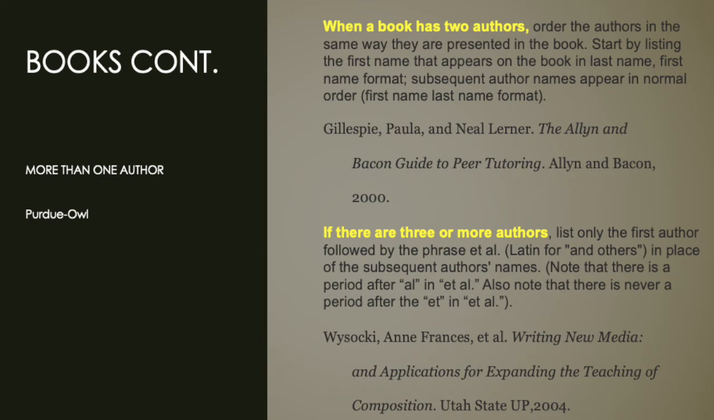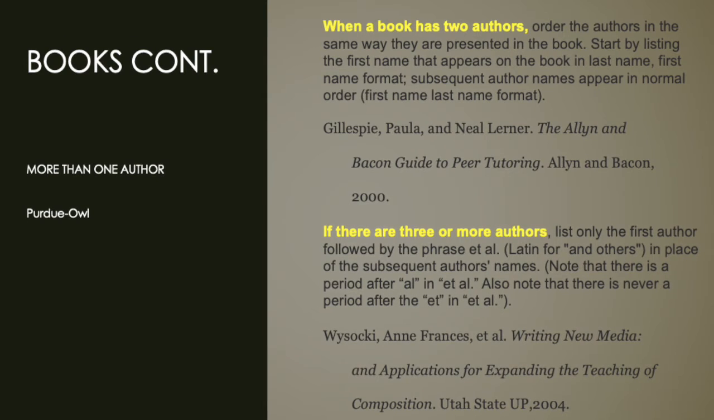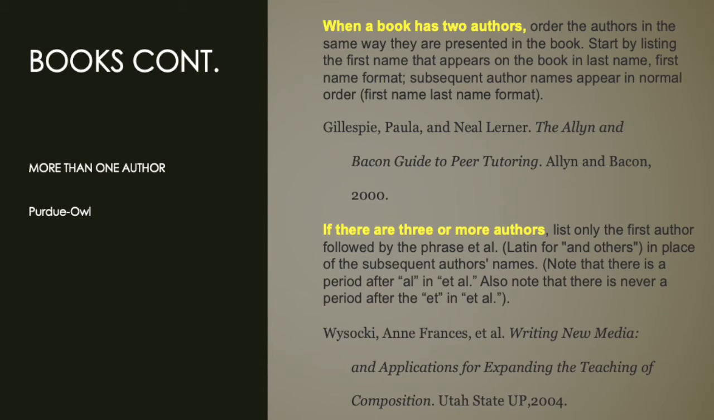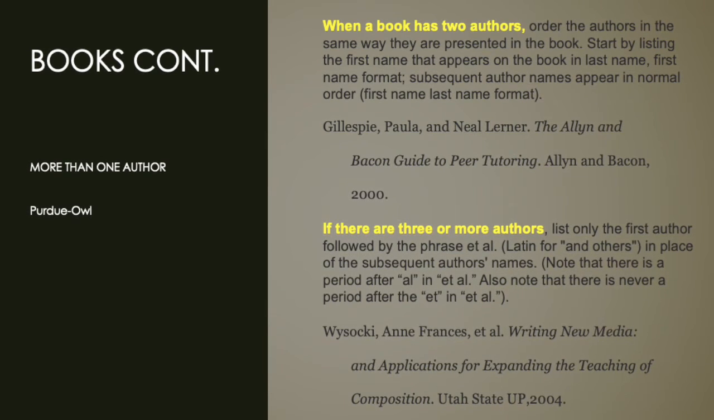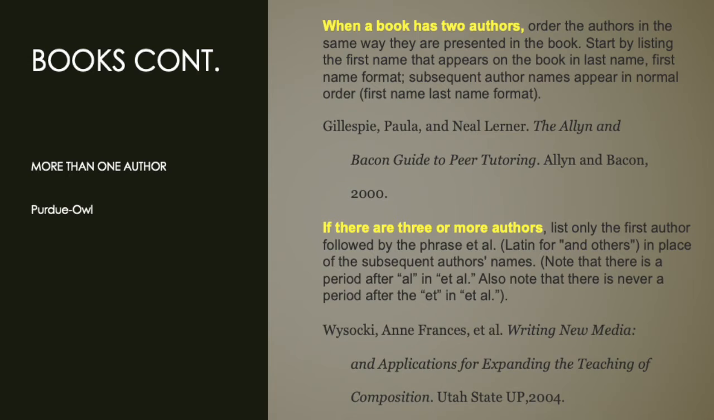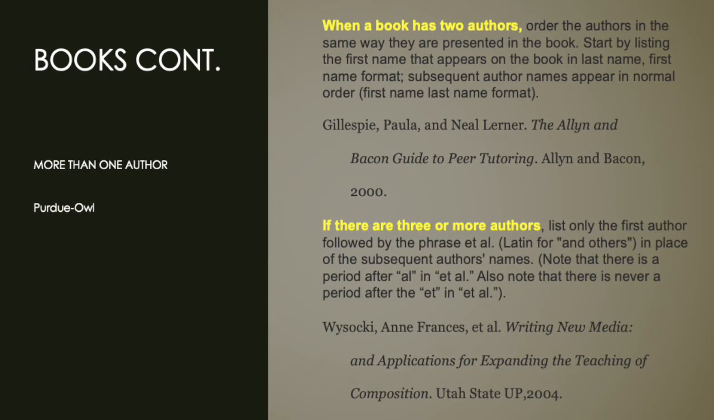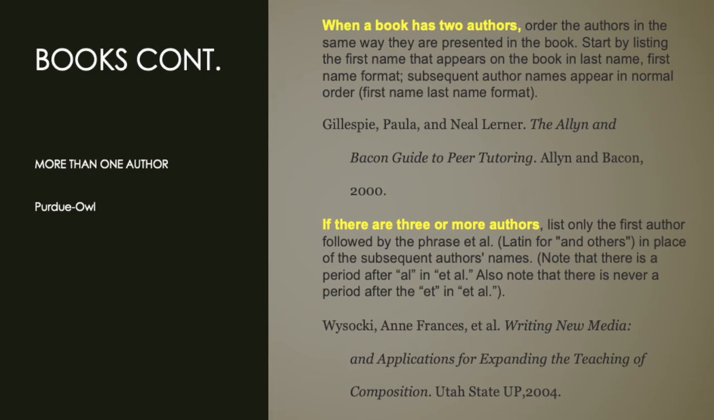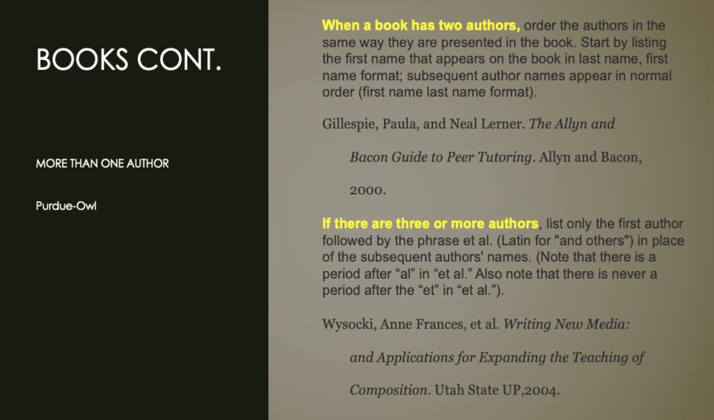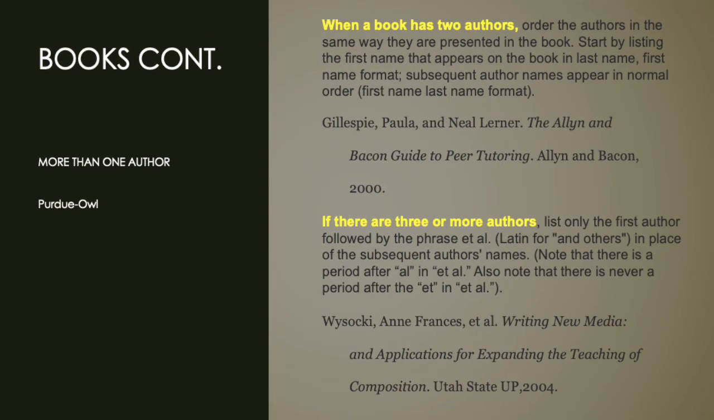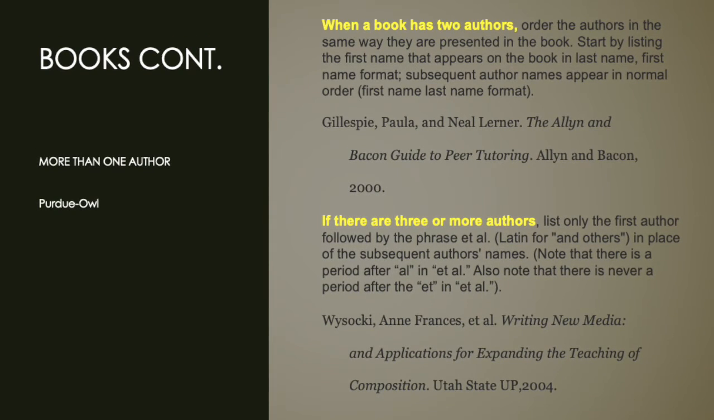We are going to continue with books, but ones that have multiple authors. If the book has two authors, start with the first name that appears on the work. This will be done in the last name, comma, first name format, followed by a comma. The next author's name will be done in the normal first name, last name format, followed by a period. If there are three or more authors, list only the first author that appears on the work, followed by a comma. Next you will type et al., followed by a period.